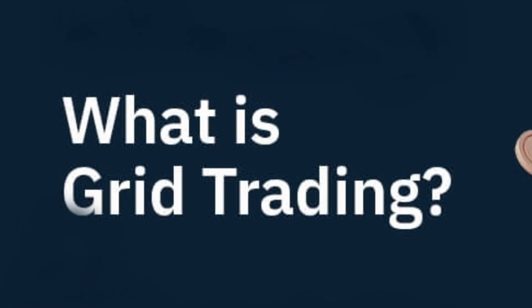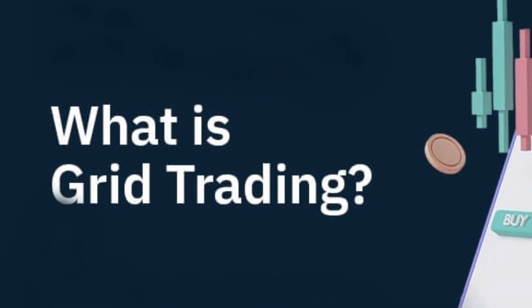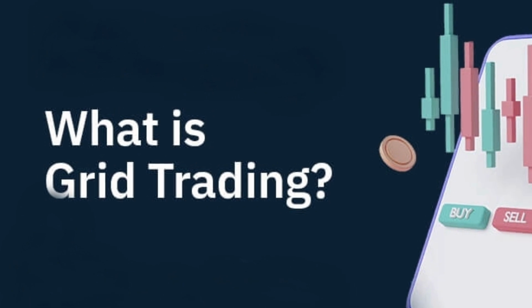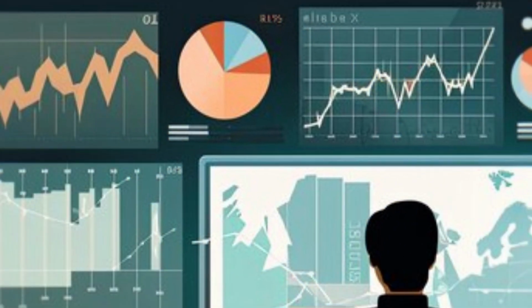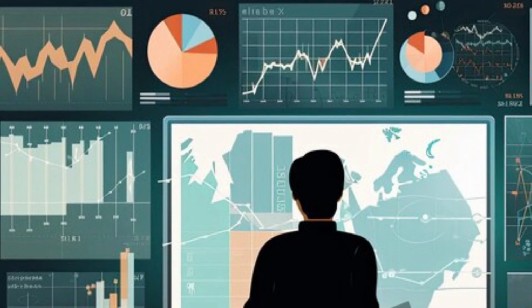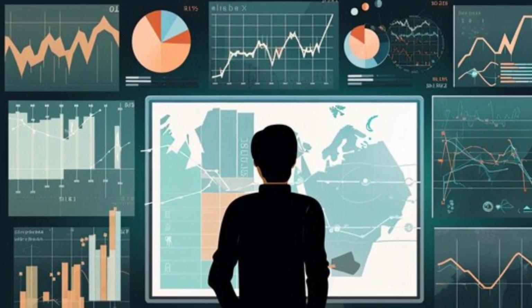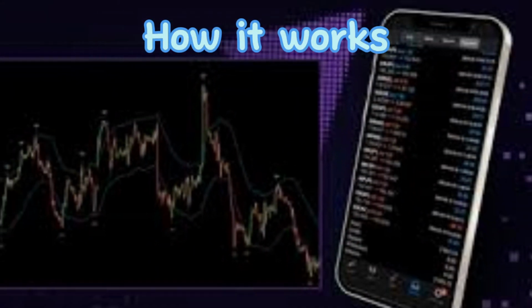What is grid trading? Grid trading is a trading strategy where a number of pending buy and sell orders are placed at predetermined price intervals above and below the current market price. The goal of this strategy is to profit from price fluctuations within a specific range, without needing to predict the market direction.